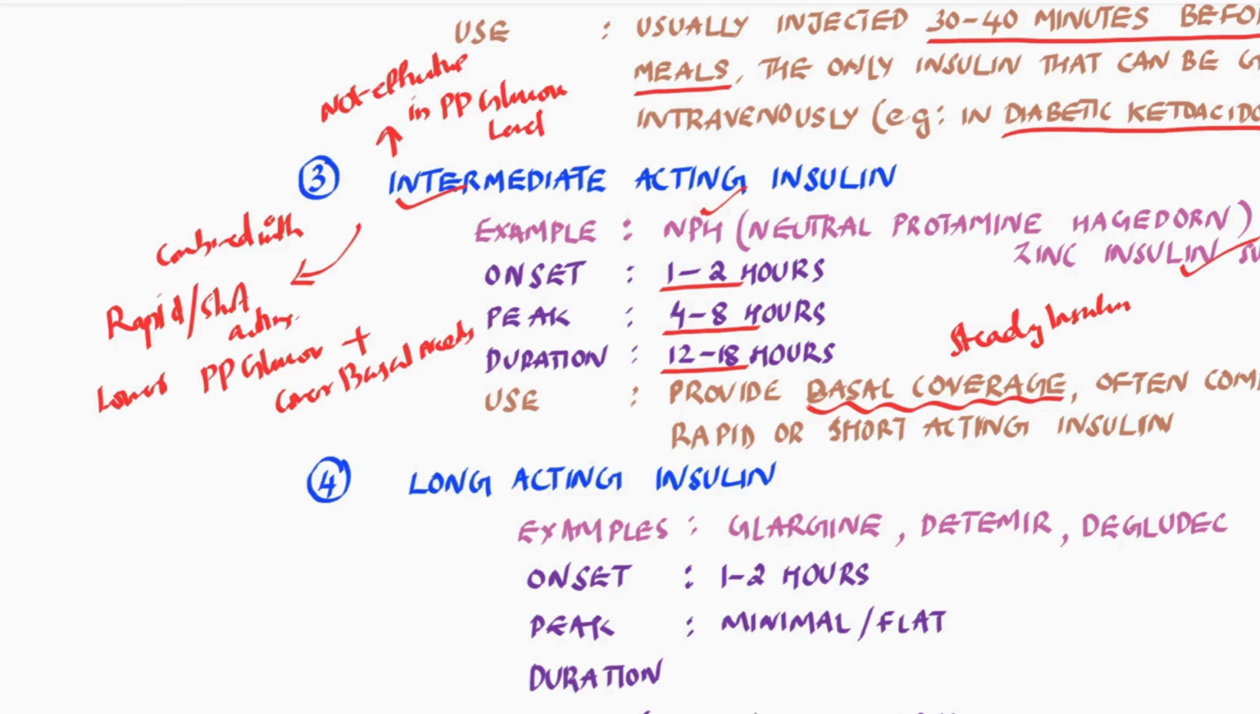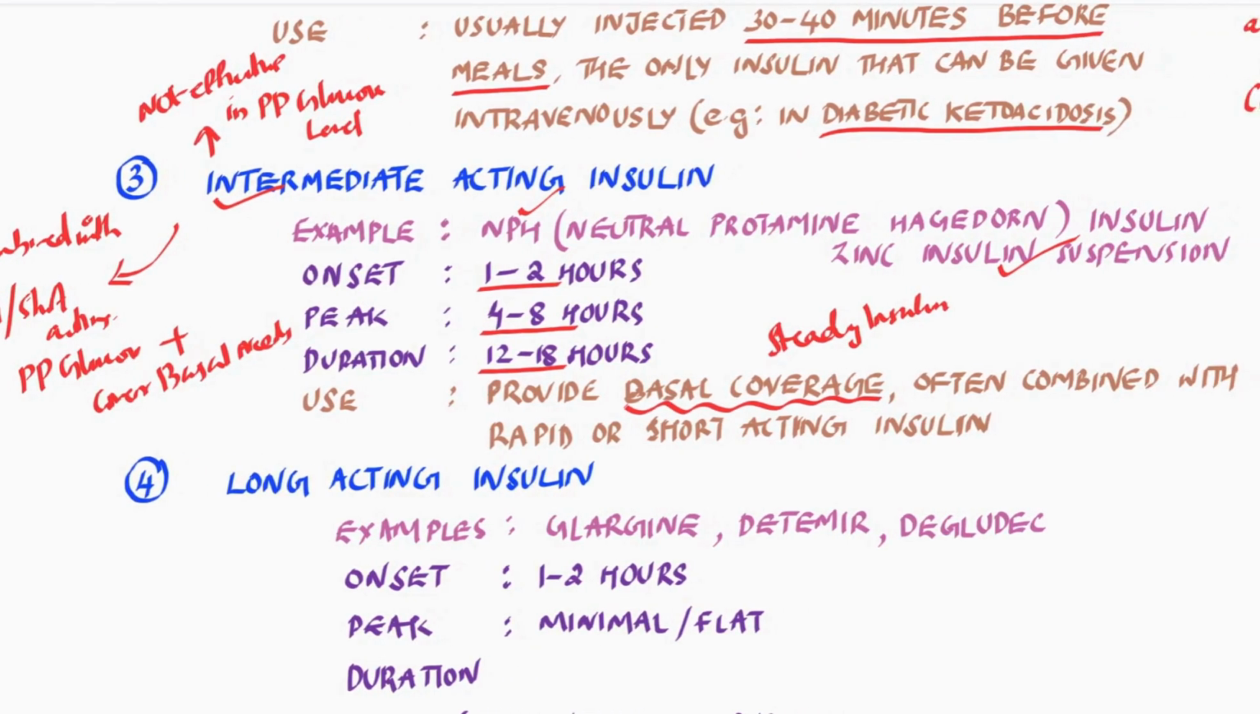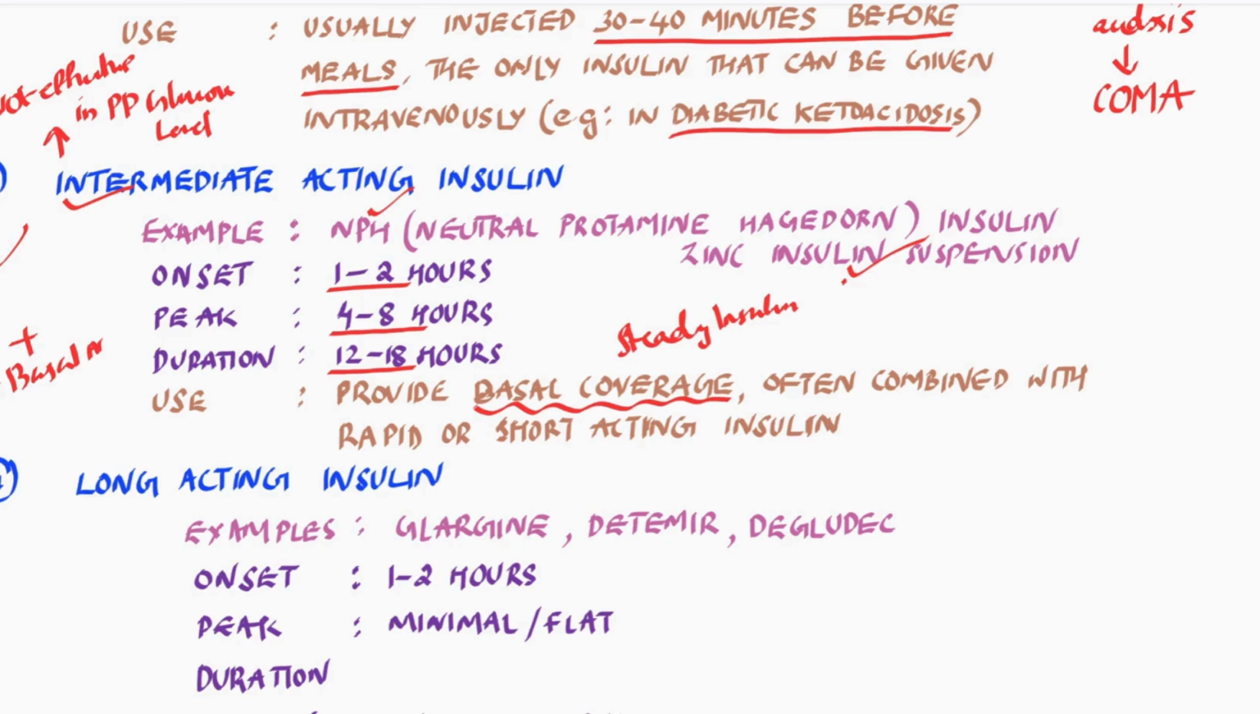And why is this combined? Why is it not given alone? We already said that this insulin is not effective in controlling postprandial glucose spikes, and also no single insulin perfectly mimics our natural insulin rhythm. Our body normally releases a small amount of insulin all day and a quick burst of insulin after meals. So combining them gives more balanced glucose control.